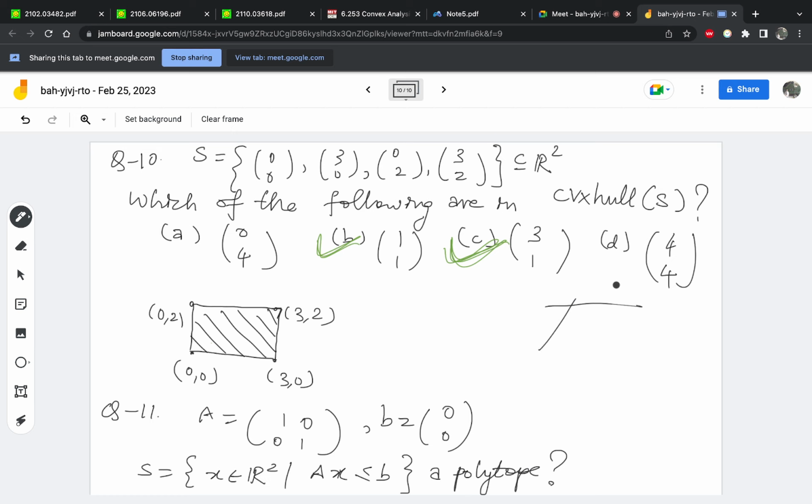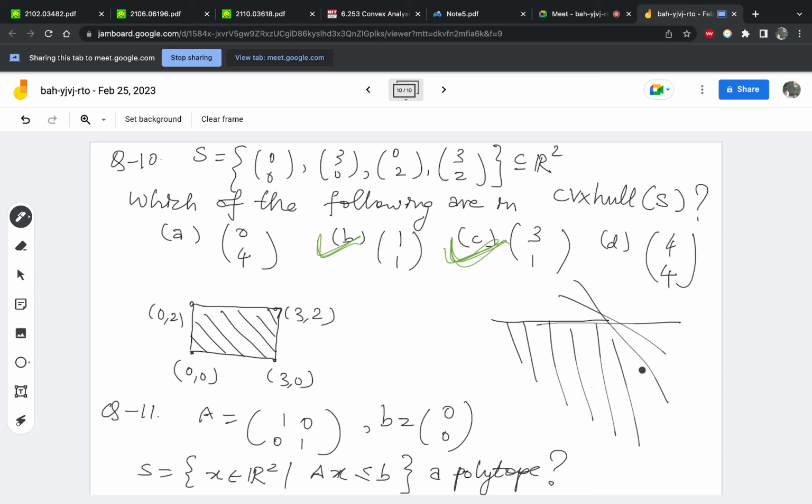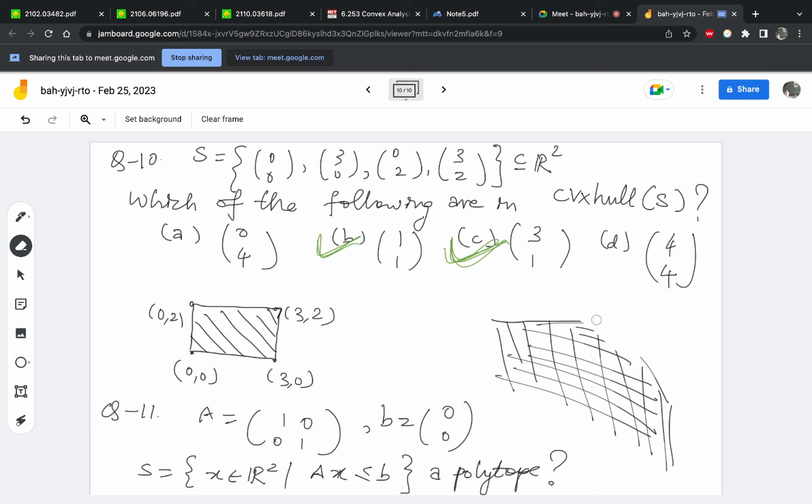A polyhedron is basically like you draw a bunch of lines and you take the intersection. So this is the polyhedron, right? But a lot of times what may end up happening is you may just get something like this, an intersection which is just unbounded. This is not a polytope. It's a polyhedron, but it's not bounded, so it's not a polytope. The one that I drew before was a polytope, because it's bounded. So that's the definition.